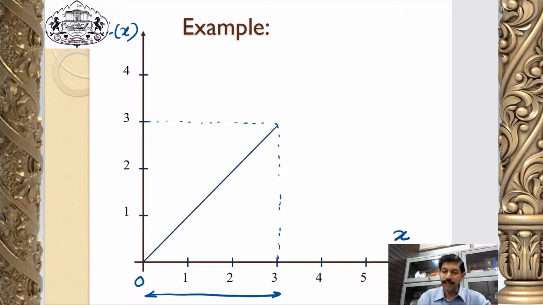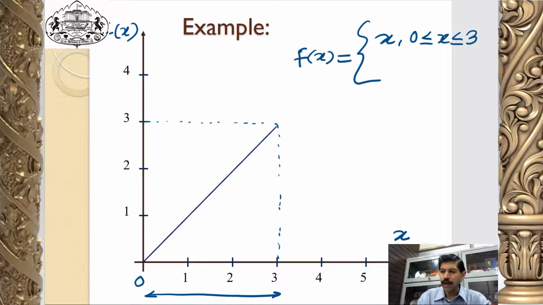So mathematically we can write down this function as f of x is going to be equal to x when x is between 0 and 3, and it is 0 elsewhere, because it is really 0 after 3 and before 0. And that's why mathematically we can write it down this way.